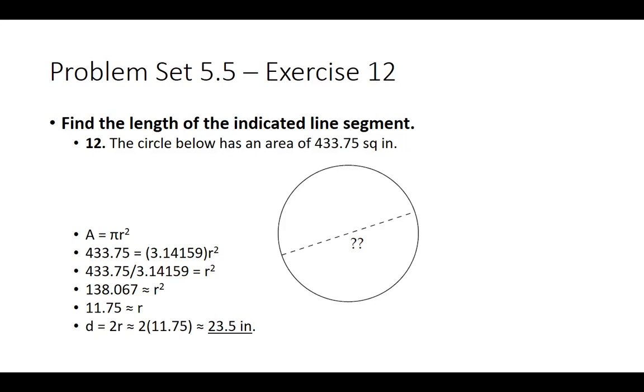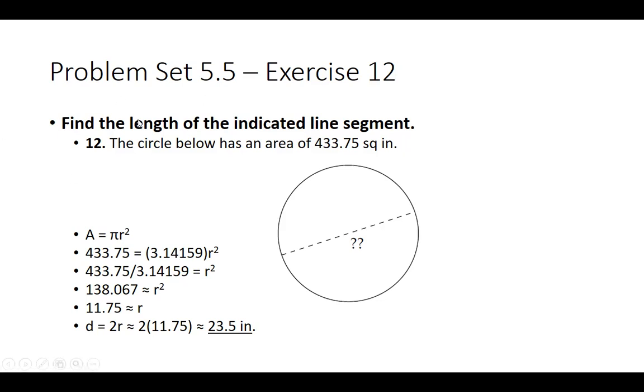Number 12, we want to find the length of the indicated line segment, our double question mark. In this case, it looks like we're looking for the diameter of a circle. We can find the diameter if we knew the radius. And since we have an area, we can find the radius. So area equals pi times the radius squared. The radius is unknown, but we know the area, and we know pi. So 433.75 equals 3.14159 r squared.